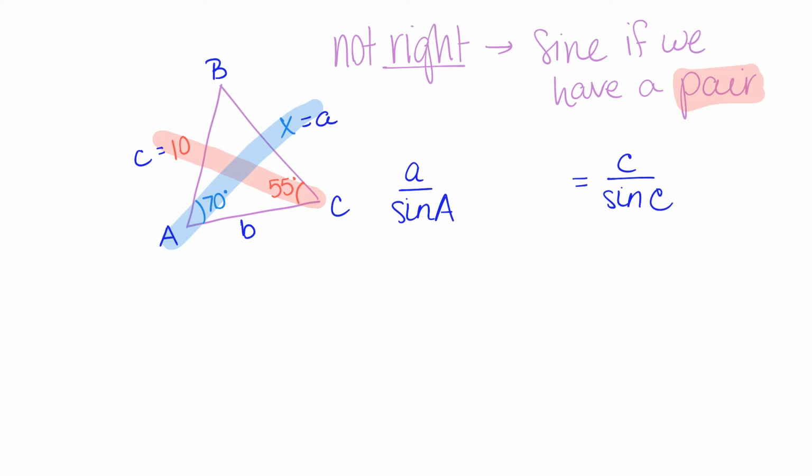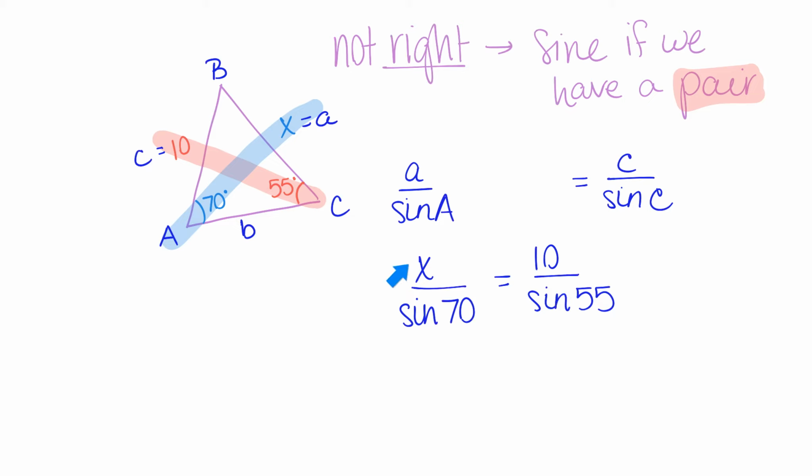So I'm going to plug in everything I know. My little a is x, the length I'm looking for. Then I've got that over the sine of angle A. Well, angle A is 70. So I'm going to take the sine of 70, equals the length of c, which is 10, over the sine of angle C, which is 55. So now I've just got myself a little algebra problem here.